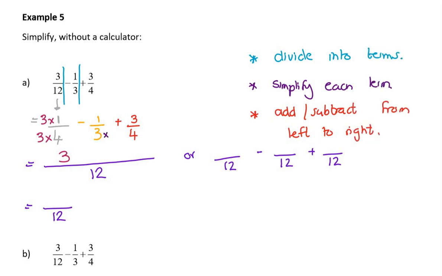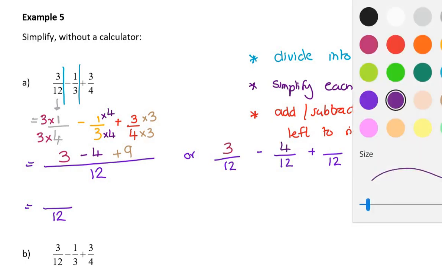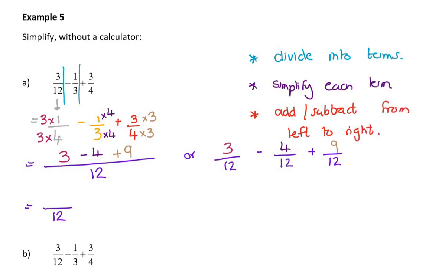Okay, 3 needs to be multiplied by 4, so the top needs to be multiplied by 4, so that's minus 4. And then 4 needs to be multiplied by 3, so the top needs to be multiplied by 3, and 3 plus 3 is 9. So either you can do that, or you can write them as 3 minus 4 plus 9. You can actually write them as separate fractions. Now, you can use your calculator to help you here, but I would add these two together just because I find it easier to add.